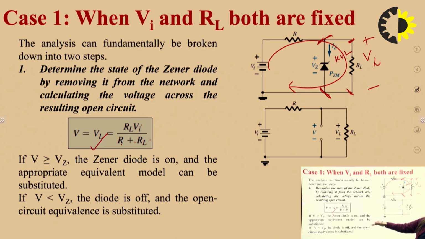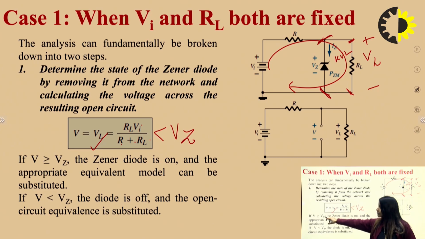And if VL comes out to be less than Vz, then the Zener diode is not active at all. You can think of the diode as sleeping in the circuit. It is not active at all. It will react, it is on, only in the case when V or VL is greater than or equal to Vz, right?